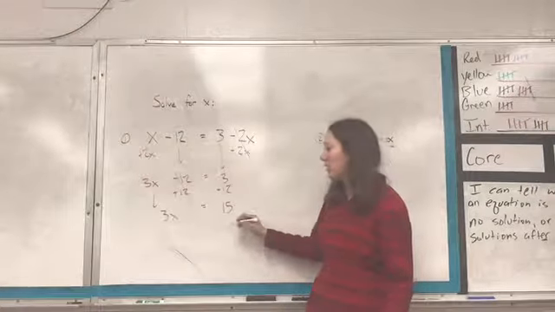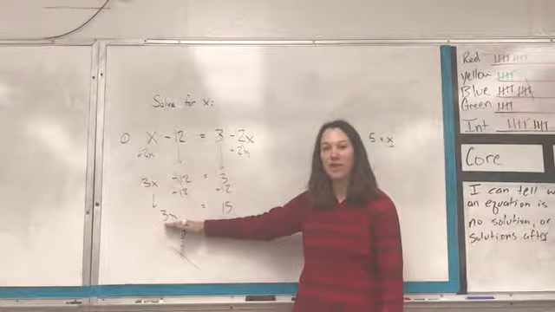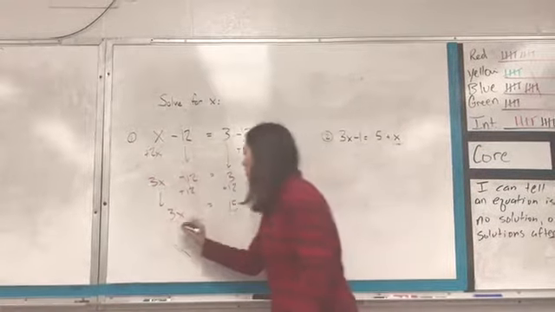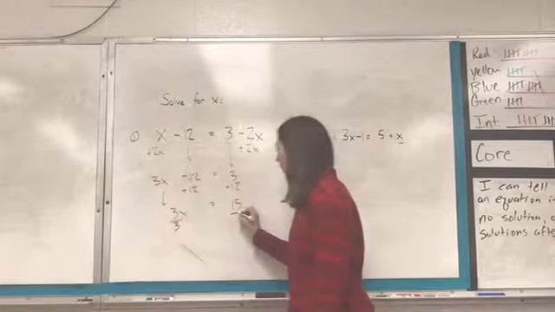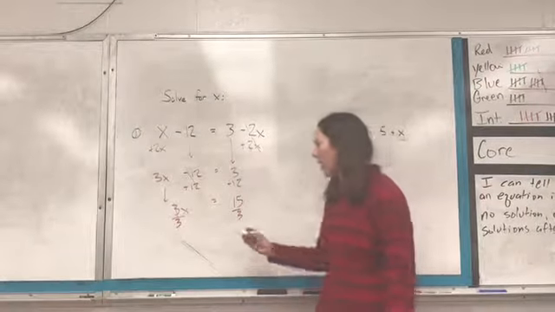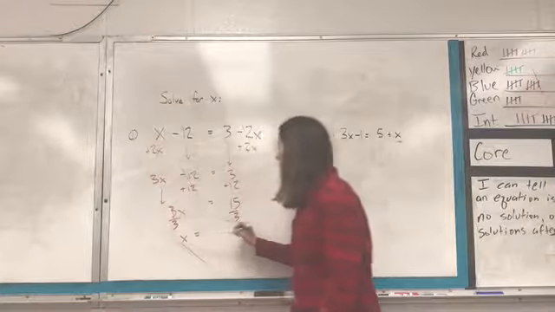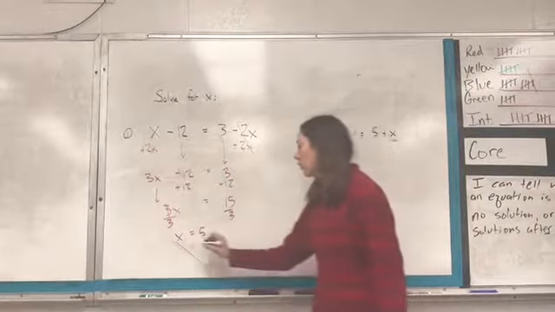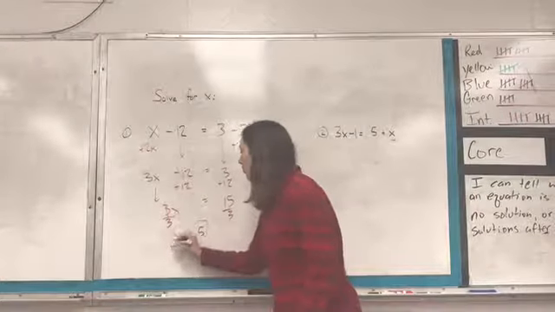The last step is to always get rid of that number in front of the x. If that's multiplication, the inverse is division. So divide by the number in front of your variable. 3 divided by 3 is 1, so we can ignore that. So we're left with x equals 15 divided by 3, which is 5. So our answer here is x equals 5.